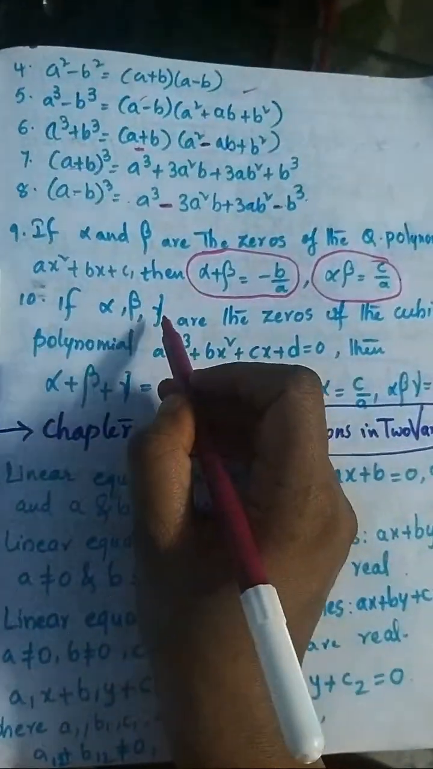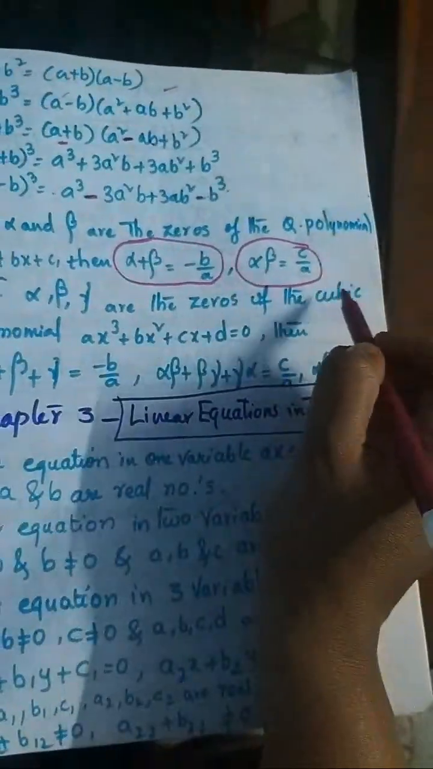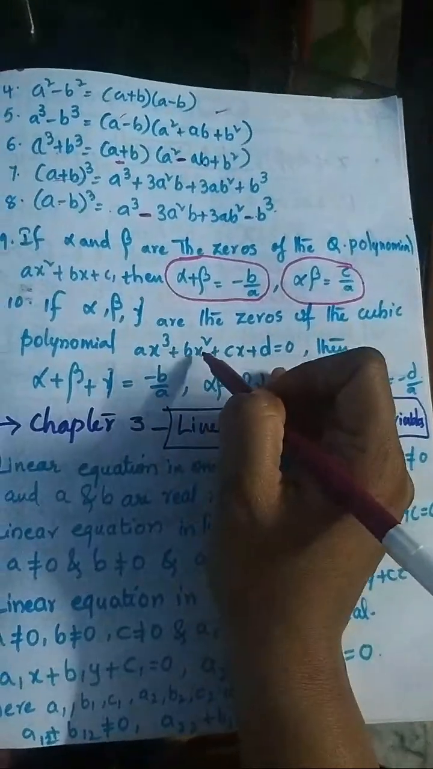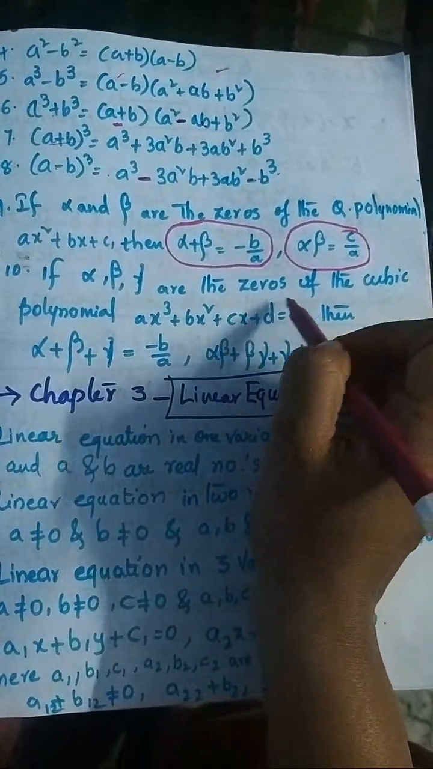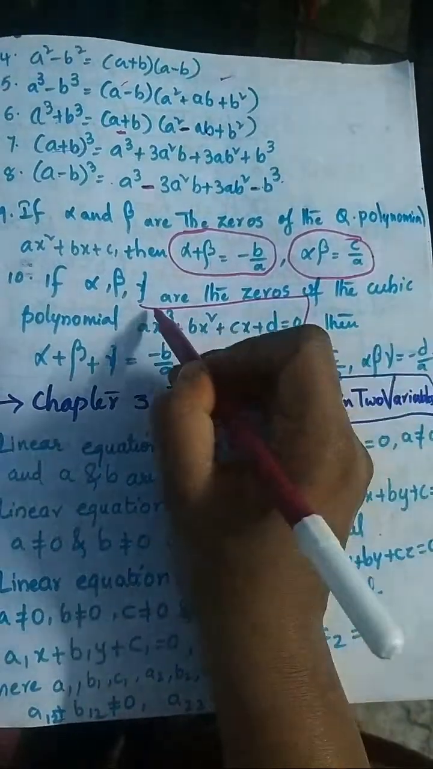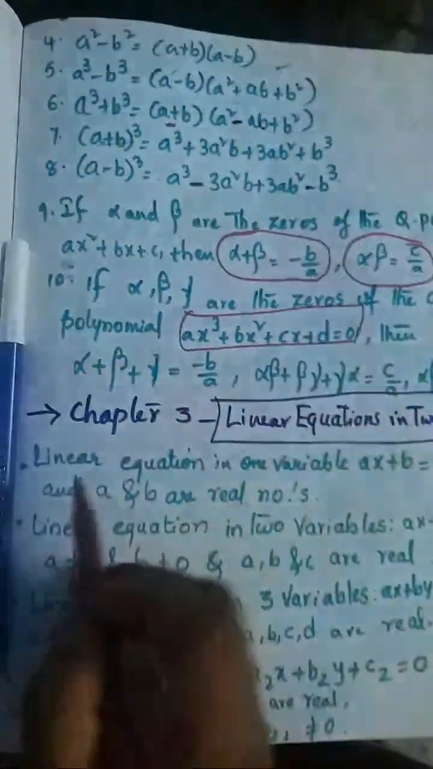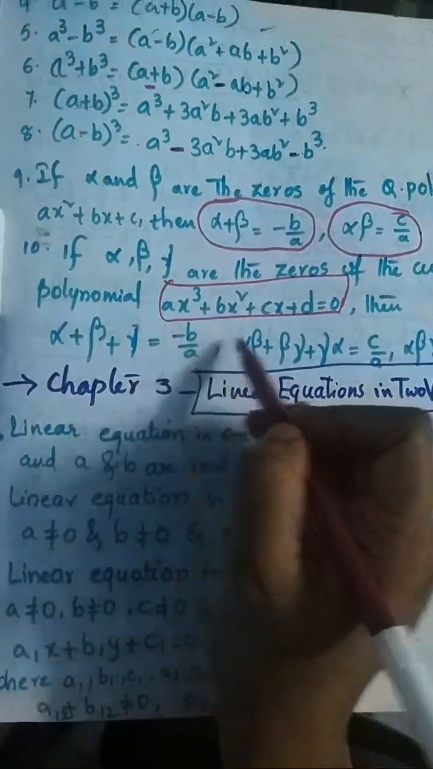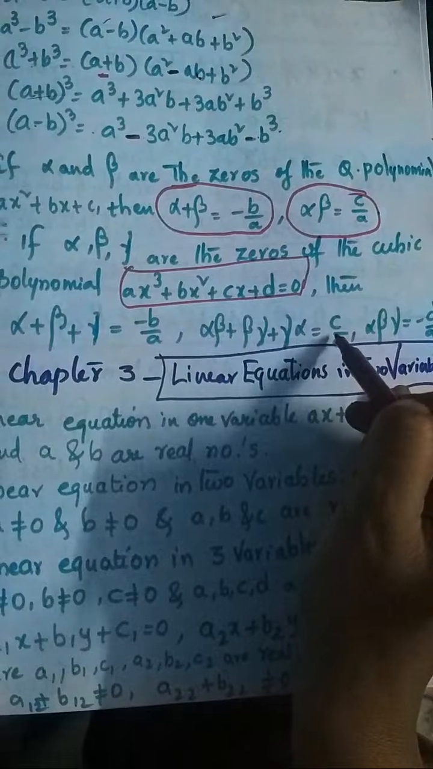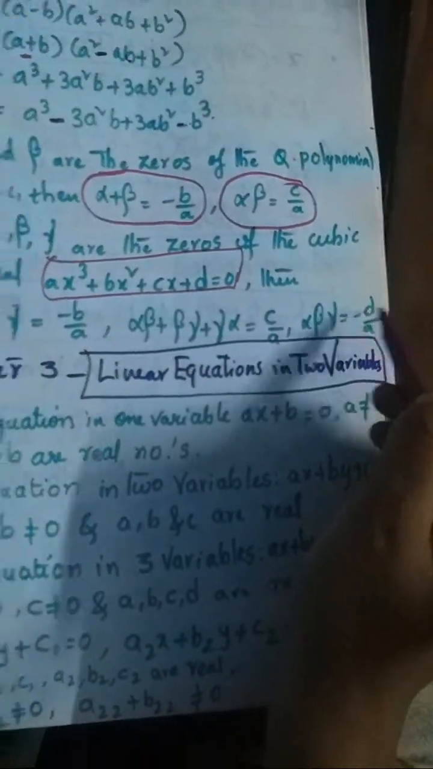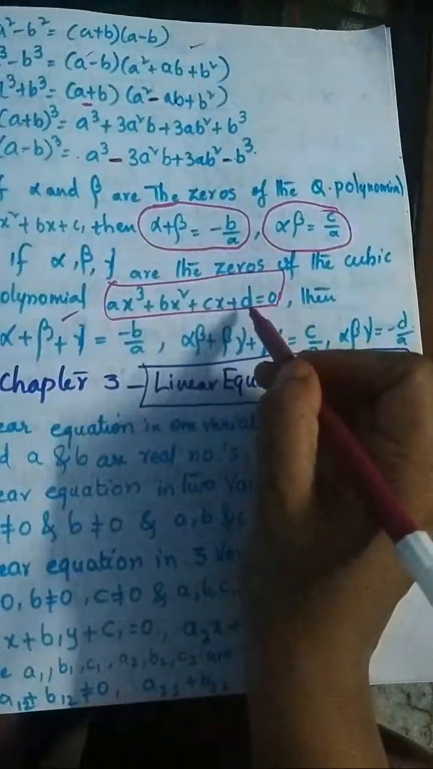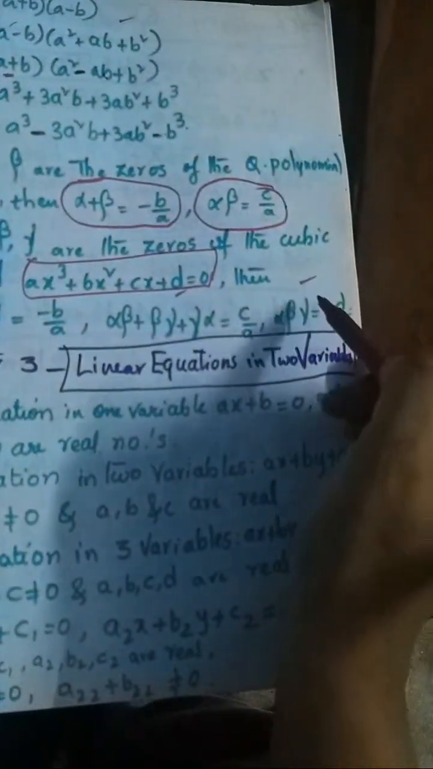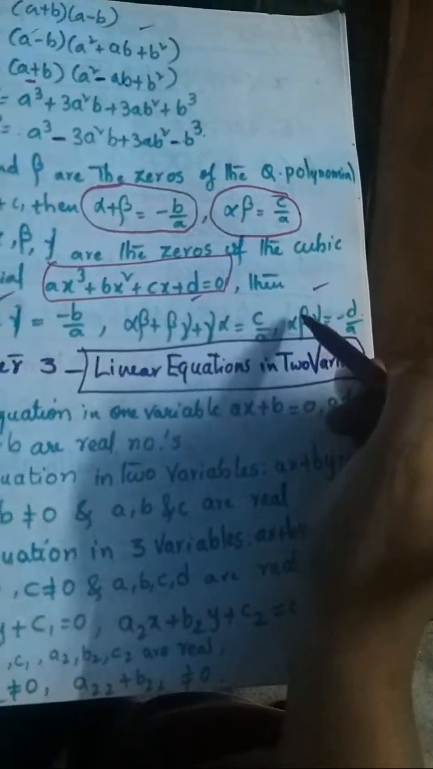If alpha, beta, gamma, the three, are the zeros of the cubic polynomial ax cube plus bx square plus cx plus d, then what are the values? Alpha plus beta plus gamma is equal to minus b by a, alpha beta plus beta gamma plus gamma alpha is c by a, and alpha beta gamma is minus d by a. We get three formulas for this cubic polynomial. Minus d by a is the product of the three zeros.